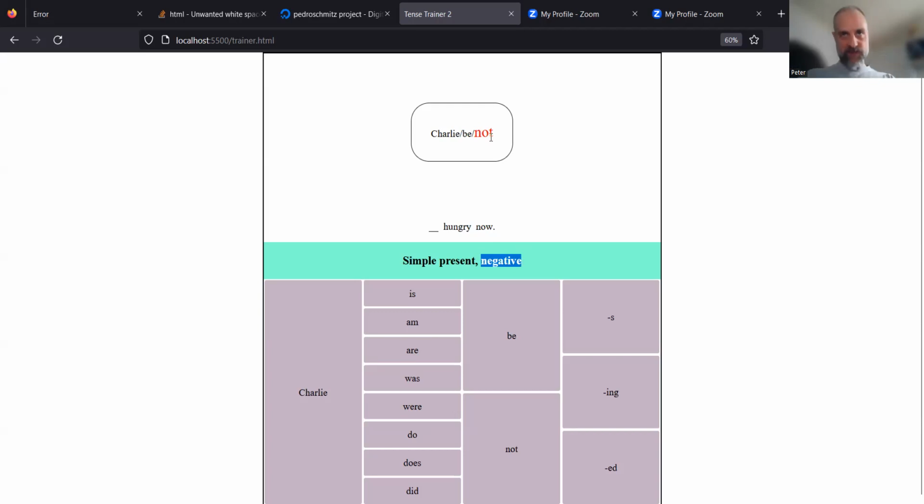Okay, now we have negative. So negative means it has a not. So where does the not go? So it's almost the same. So simple present again. So we have Charlie is. Now we click on not to make it negative. Not, and now it's correct.